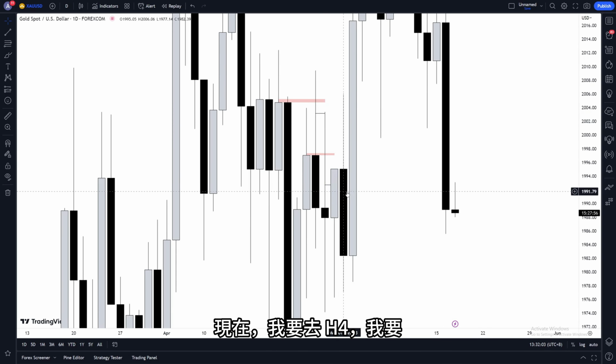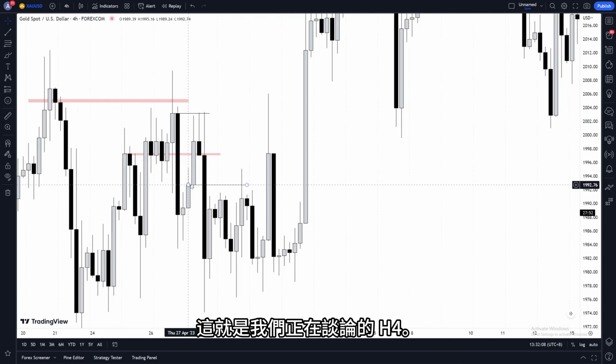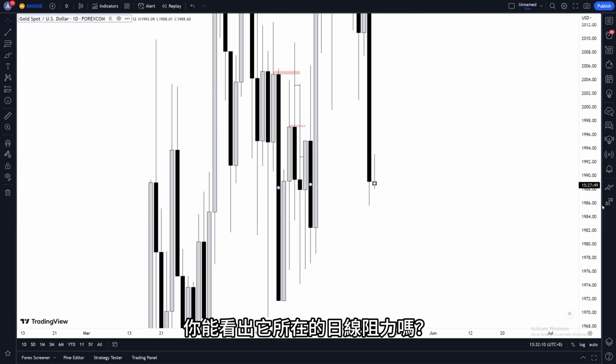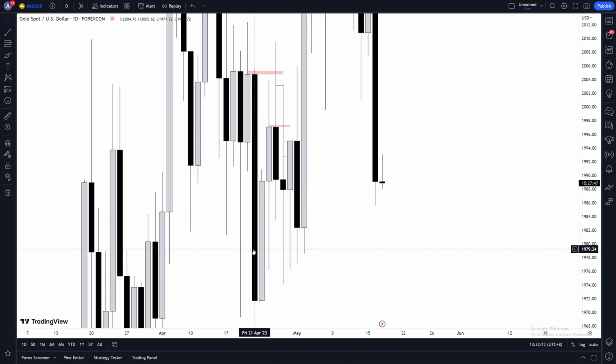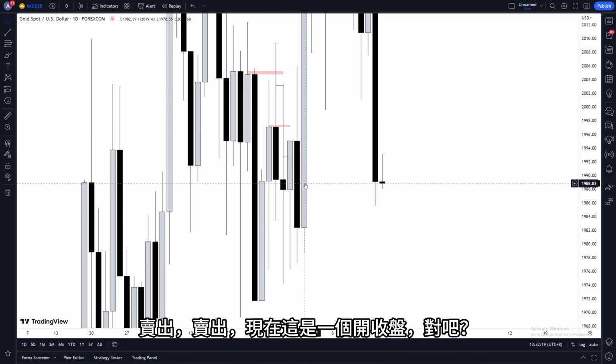Now I'm going to go to the H4 and show you the H4 again. Okay, this is the H4 we're talking about. Can you spot the daily resistance that it was inside? If you say this open close, you got it, right? Sell, sell. Now that's an open close, right?